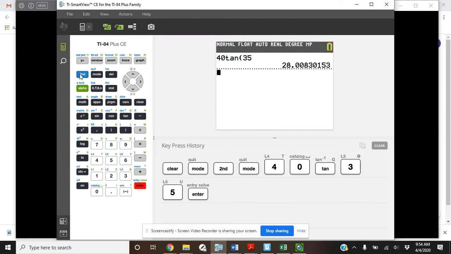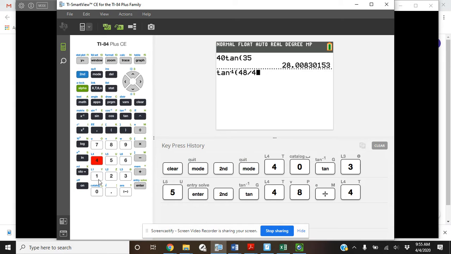Second tan, and that was 48 over 40. And that comes out to be 50.19. Let's call that 50.2 degrees. So the angle of elevation is 50.2 degrees.